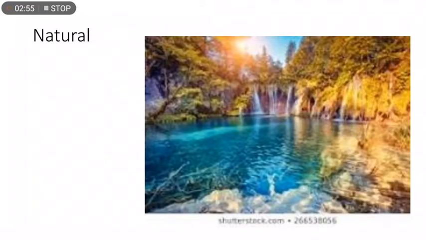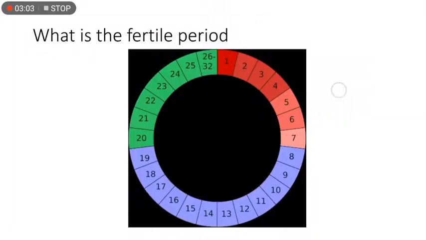Well, moving on to the topic, that is natural methods. In natural methods, there are a lot of things we need to focus on. First is the basic knowledge about the fertile period. Well, what is the fertile period? That term mainly denotes a woman. A fertile period is given by the 1 to 30 days of a cycle of a woman.